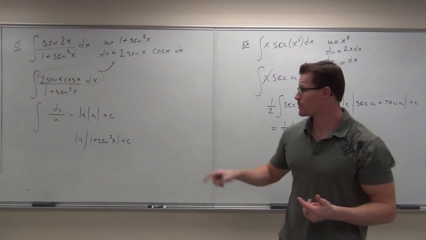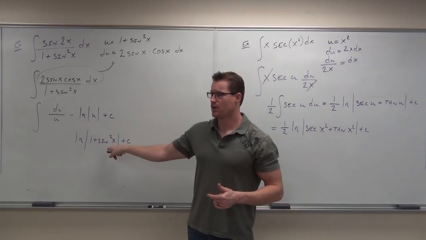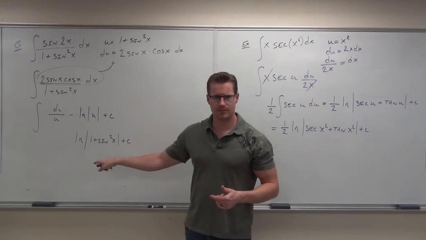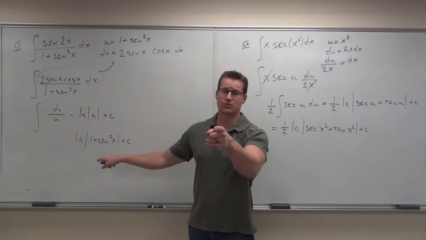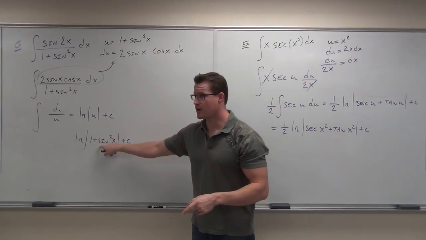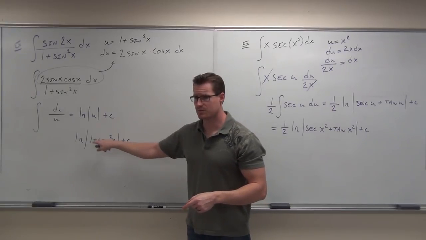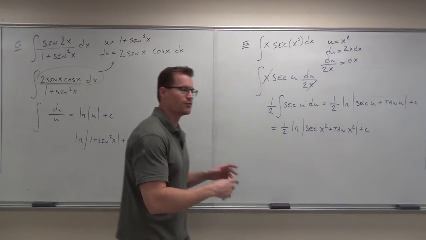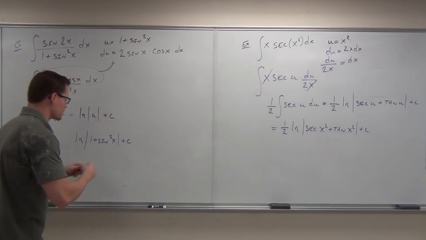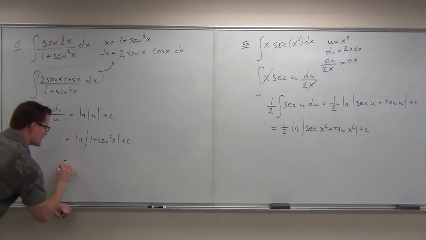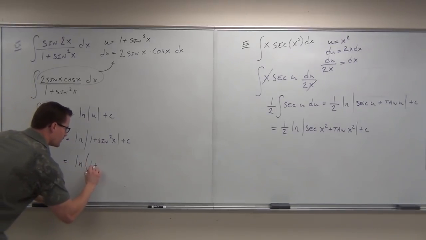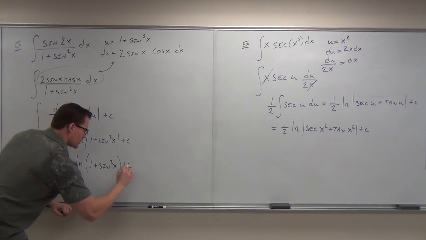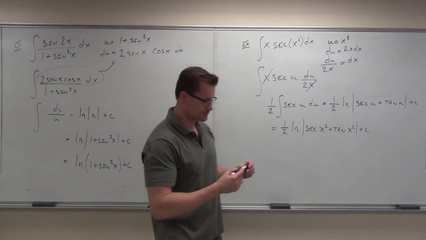I want to make sure you're okay with this so far though. Are you? The last thing we're going to do is drop the absolute value. Do you know why? Because it can never be negative. This is always positive. If you add 1 to something that's always positive, it's always positive. So the absolute values are kind of redundant. You can do that if you know your argument's always positive. So we could write this instead as just ln of this stuff plus c. And that's probably how you'll see it.